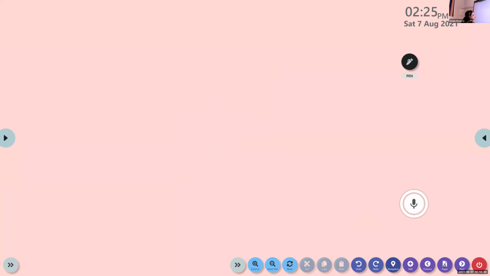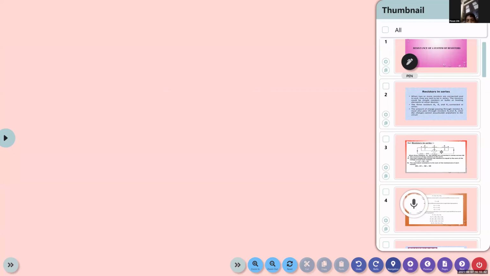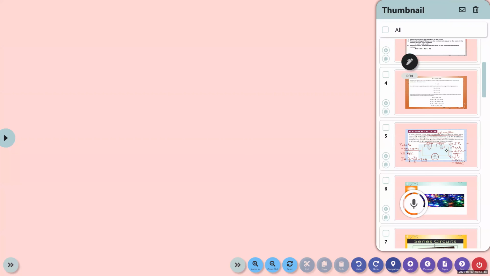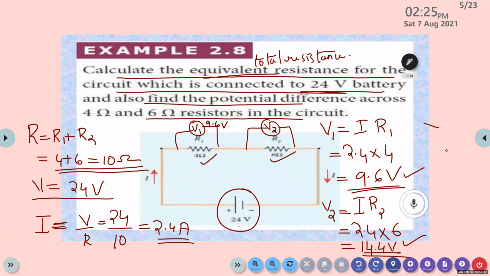What is the final answer that you got? It is equal to 24. That is the 24 volt that we are applying here in the cell. Is it clear? So we are applying a 24 volt potential difference. It is divided into these two resistors. 9.6 volt is across the resistor R1 and 14.4 volt is across the resistor R2.